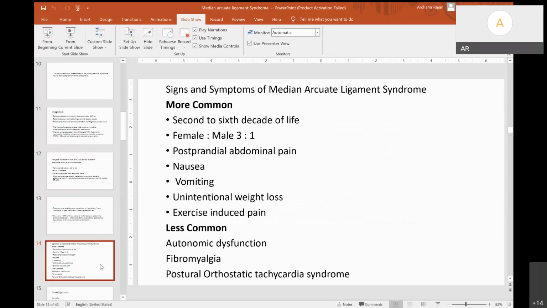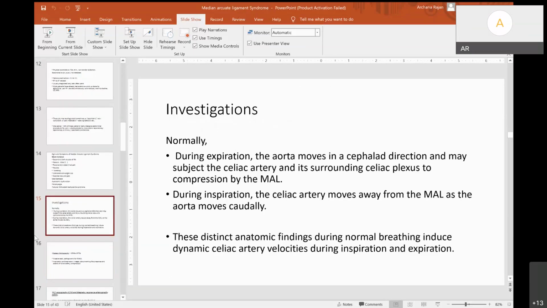The main signs and symptoms of median arcuate ligament syndrome, I am giving in this table. The more common findings are onset in the 2nd to 6th decade of life, and a female predilection of 3:1. There will be postprandial abdominal pain, nausea, vomiting, unintentional weight loss, and exercise induced pain. The less common signs and symptoms are autonomic dysfunction, fibromyalgia, and postural orthostatic tachycardia syndrome.